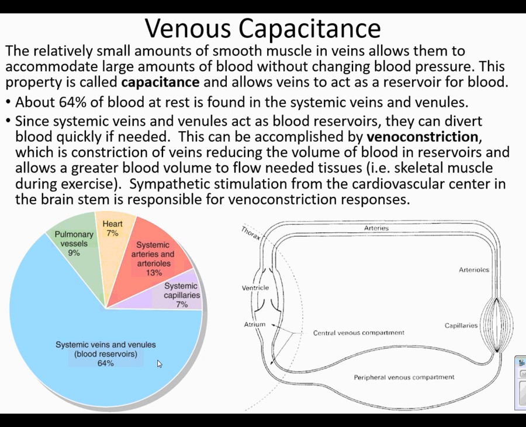Now, when we need to redistribute blood, like during exercise, or if we're running from a bear, a fight or flight situation, what do you think that number is going to do? Is 64% going to increase, or is it going to decrease? Are we going to increase the amount of blood that we keep in our veins, or are we going to decrease it? We need to get it to the things that are working, our skeletal muscle, so we're going to have to decrease it, right? So the pie piece here would go much smaller.